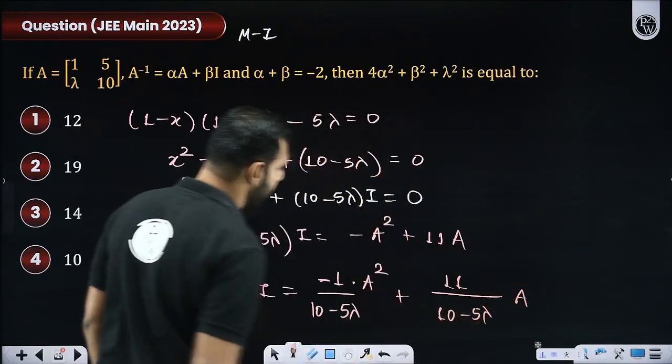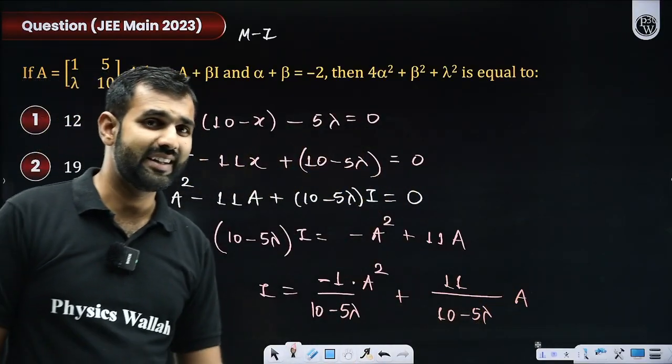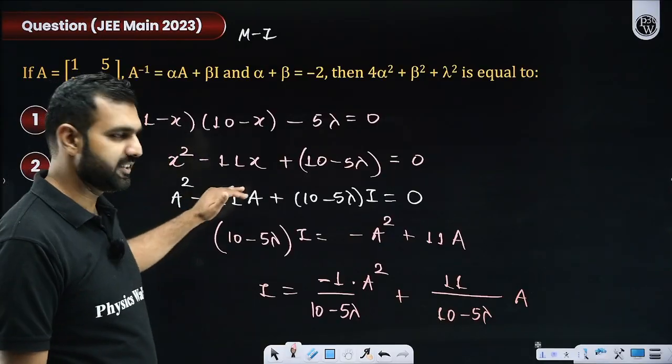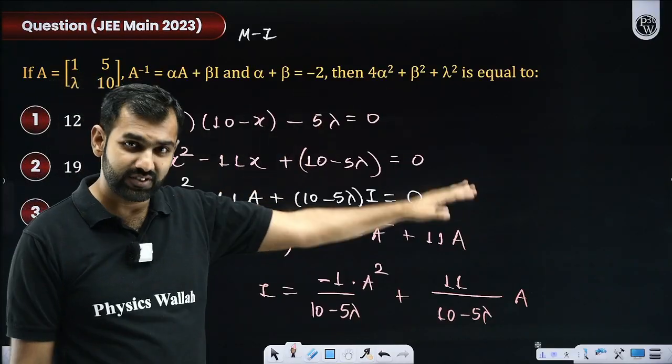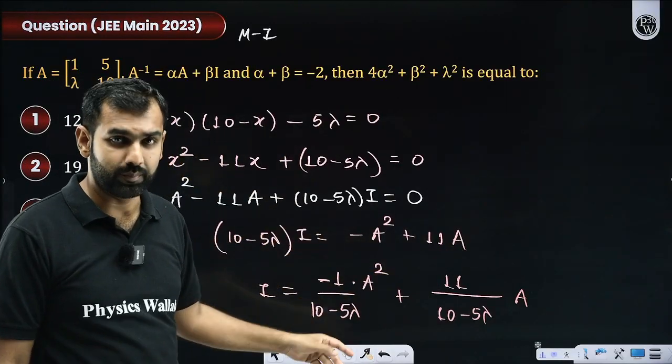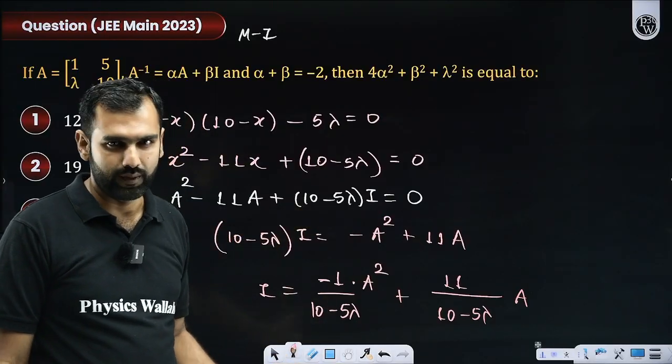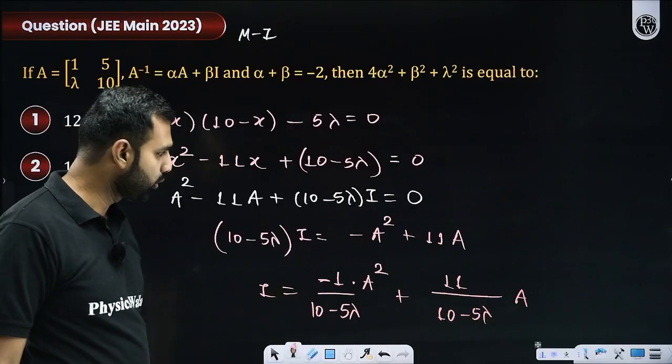times A. Everybody got this? But sir, we are not interested in I, we are interested in A inverse. So one more thing I should have done in this step only directly, and I could have reached that third step only by skipping these two steps. But since we are doing it for the first time, I'm doing it step by step, but you don't have to do it, right? So if I multiply it by A inverse on both these sides, what do I get?